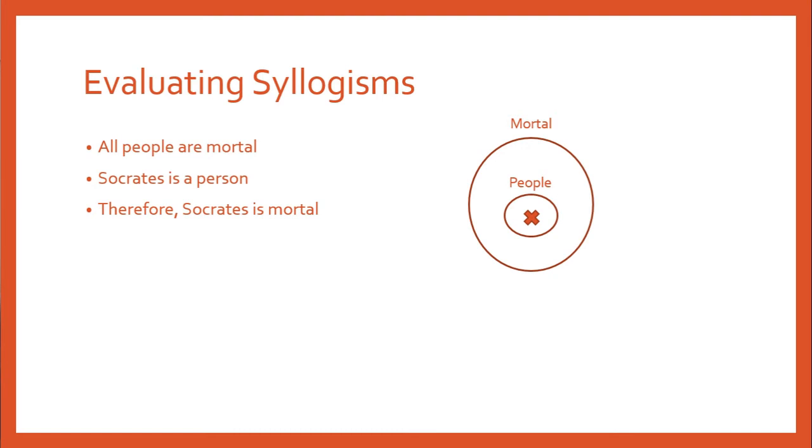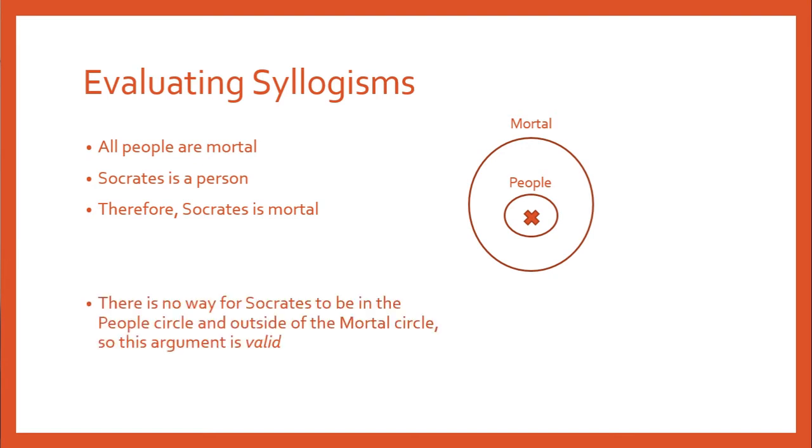So to determine if Socrates is mortal, we just need to verify that the X representing Socrates is inside the circle labeled mortal, which in this case it is. Now, to determine if this is valid, we have to see, is there any way for Socrates, our X, to be inside the people circle, but outside of the mortal circle? And because that's not possible, the people circle is completely inside the mortal circle. So anything inside the people circle will also be inside the circle of things that are mortal.